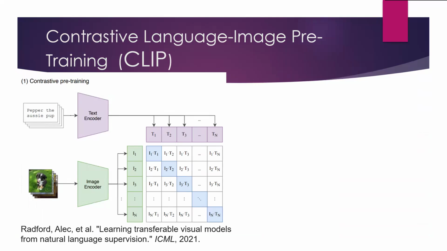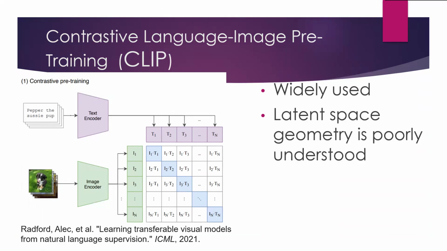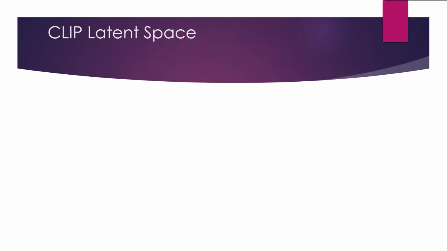CLIP is a widely used method for embedding images and text into a shared latent space. Despite its popularity and success across many applications, the geometric structure of this latent space remains poorly understood. In this paper, our goal is to shed light on the underlying geometry spanned by CLIP. Let's begin with some known observations about CLIP's latent space.